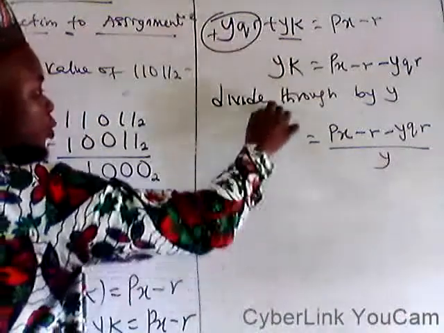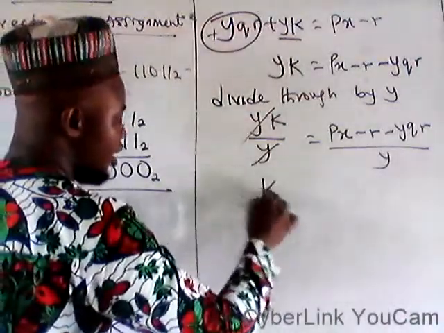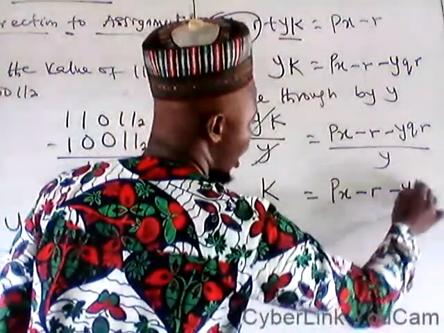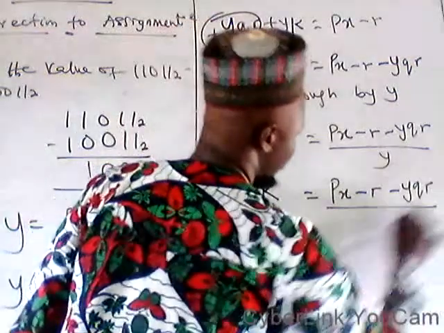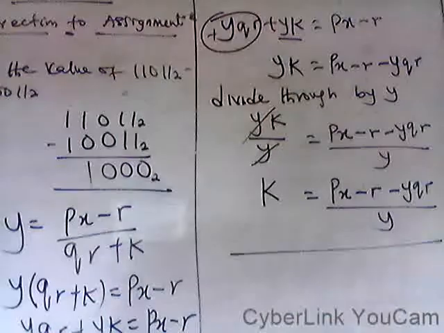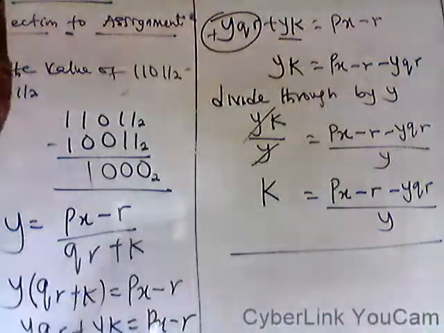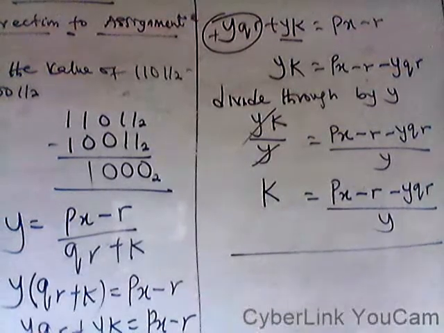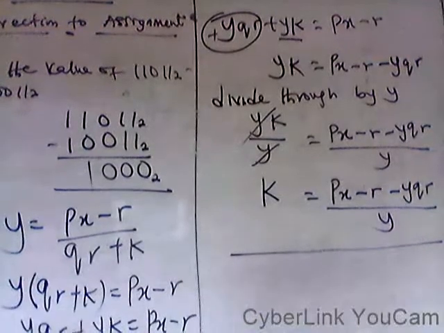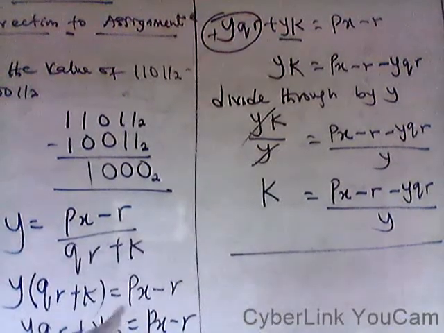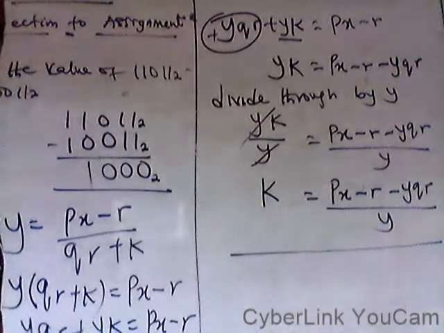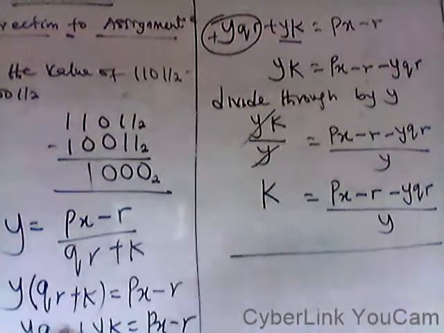Then your y will cancel y. Then you are going to have K equals Px minus R minus yqr, everything over y. This is the answer to the assignment. So if you do it very well, this is what you are going to get for the second question. So that's it. Inshallah today we are going to take two more questions, after which you are going to get your assignment. So let's clean the board.